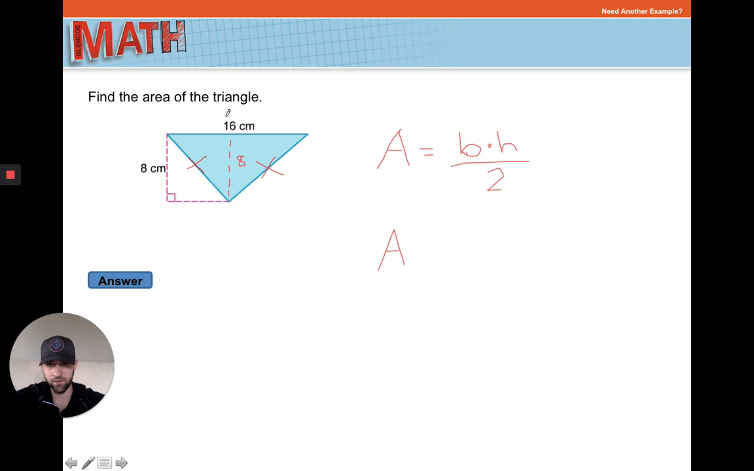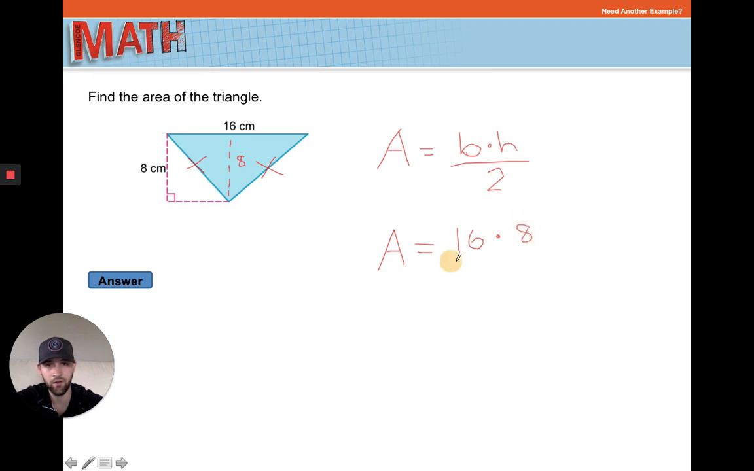Let's plug in what we know. Your base is what it sits on, except in this case, it doesn't really sit on anything. So we're going to use the side that it gives us up here, which is 16. We talked about our height. The height is the one that goes straight up and down, or with our dotted lines over here. That is 8.